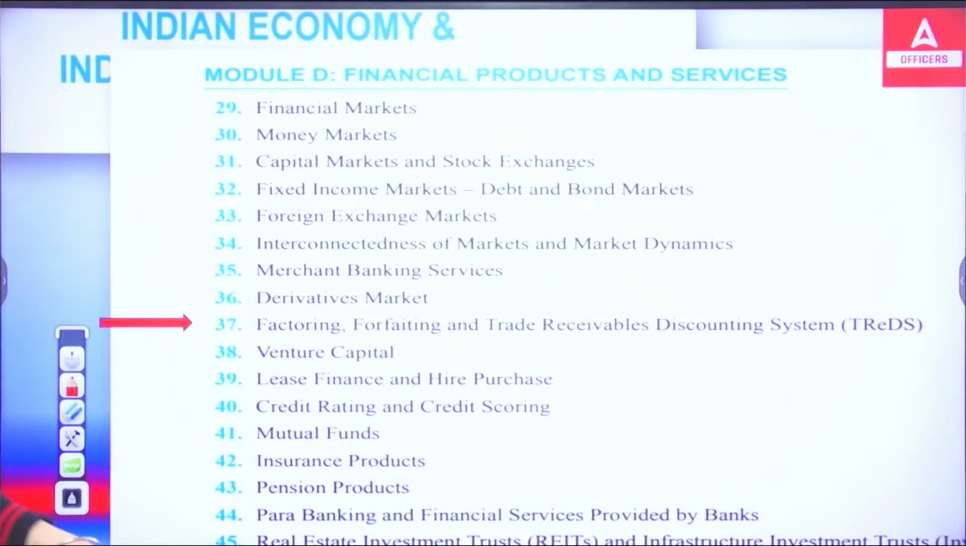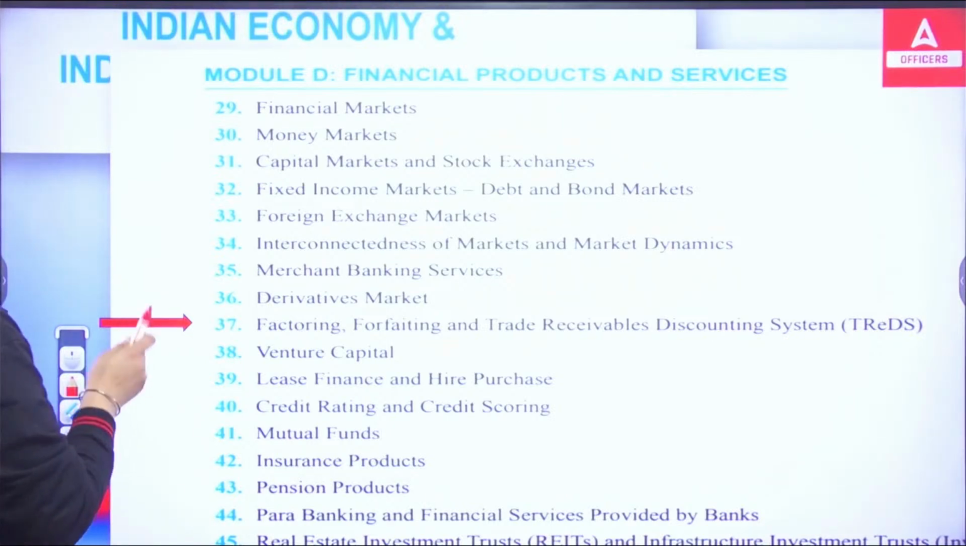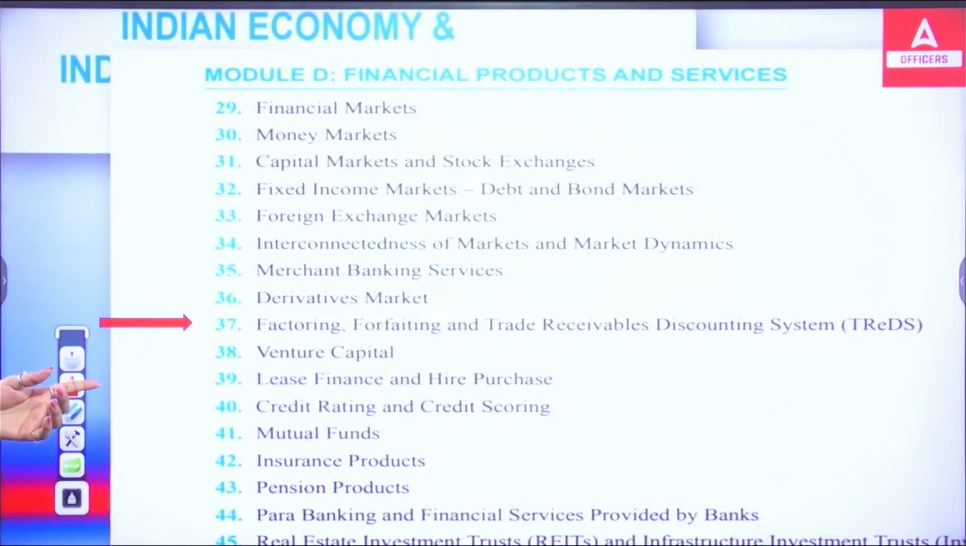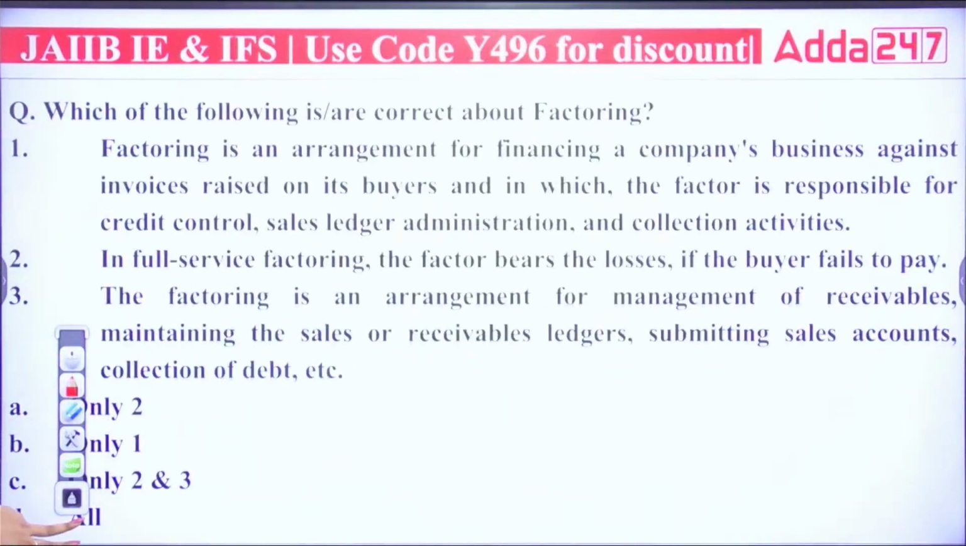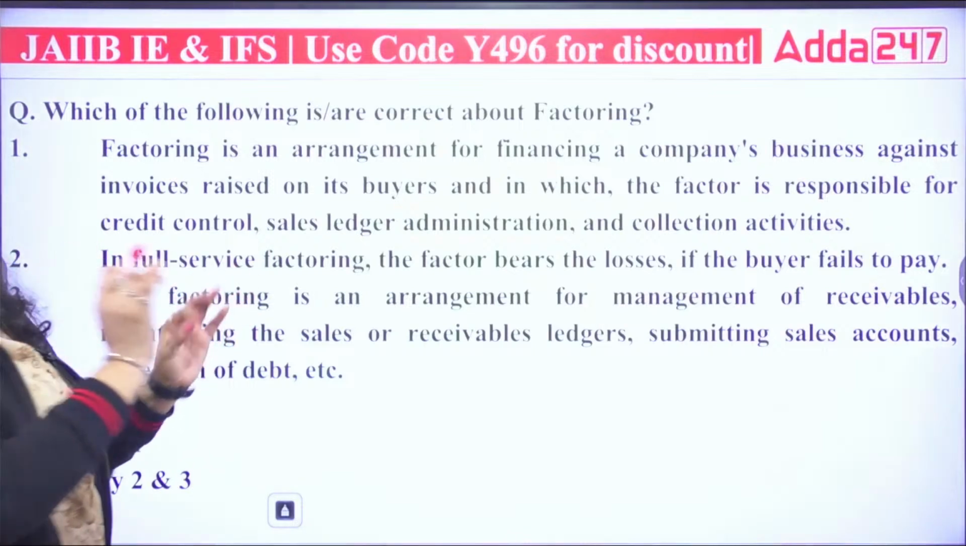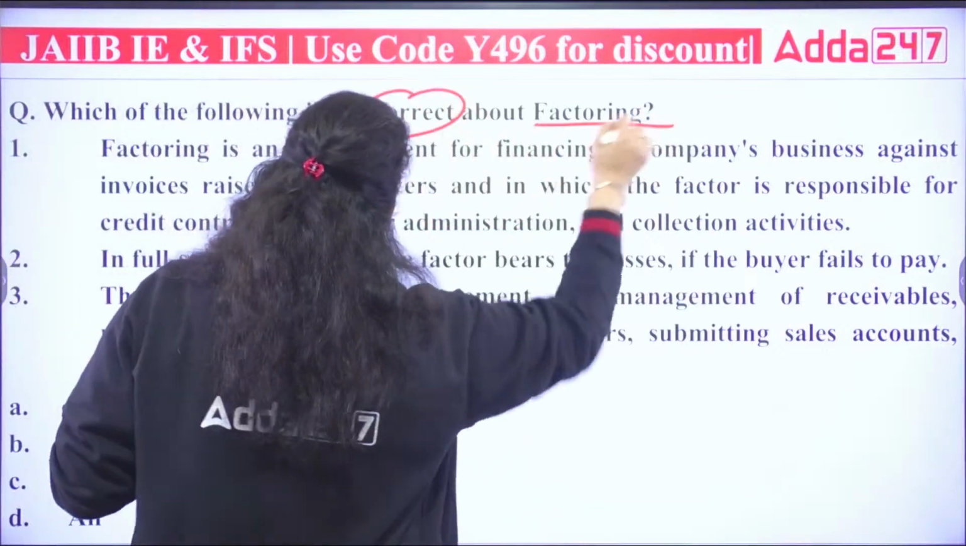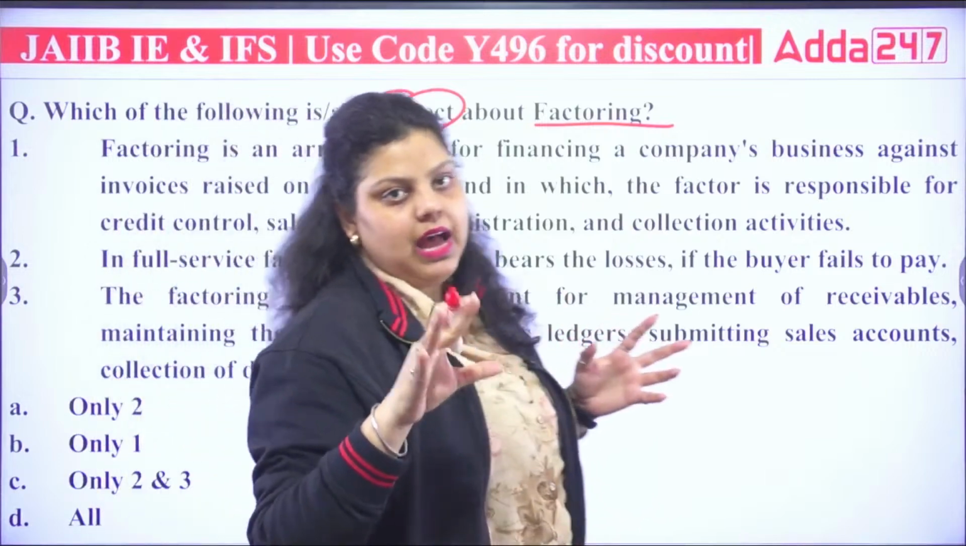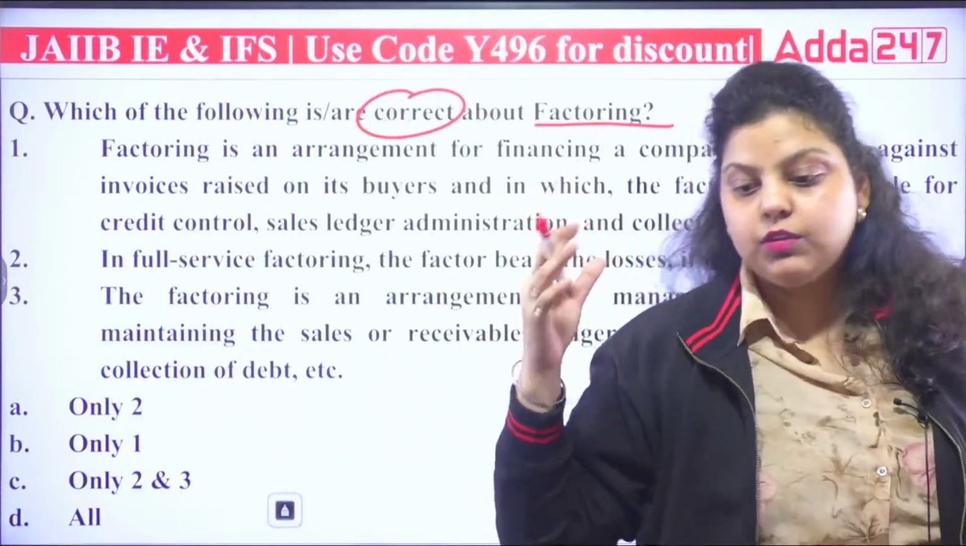Okay, that's a Hindi medium session. Okay, let's continue. So this is what factoring, forfeiting and the trade receivable discounting system are. Now let's start and discuss the same chapter in the form of MCQs. The first question is about factoring: which of the following is correct about factoring? Certain statements have been given to us and they are asking which of the following is correct.